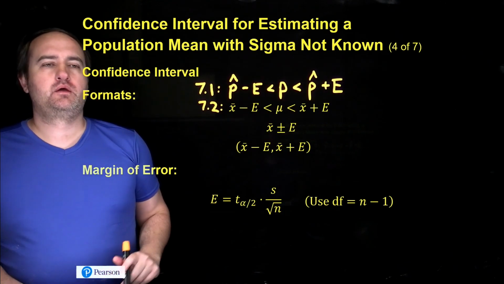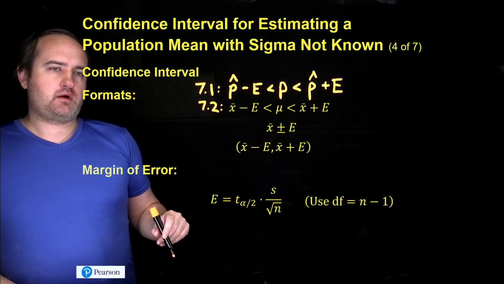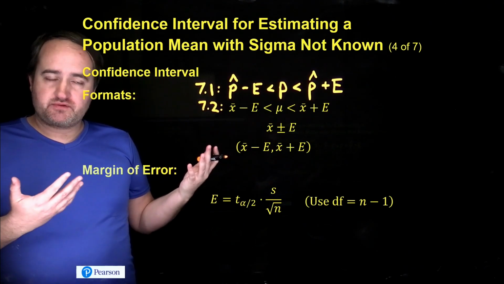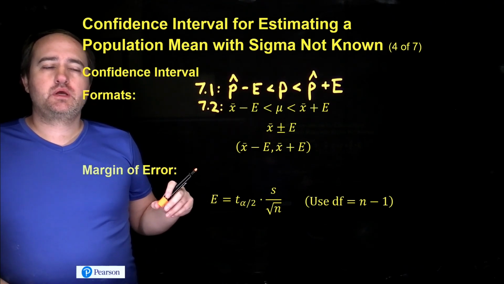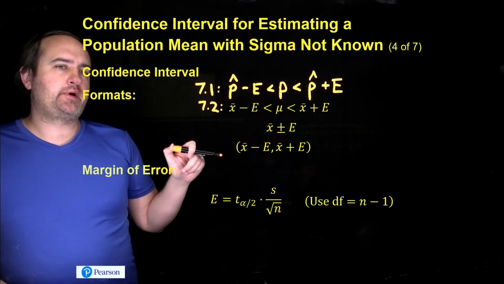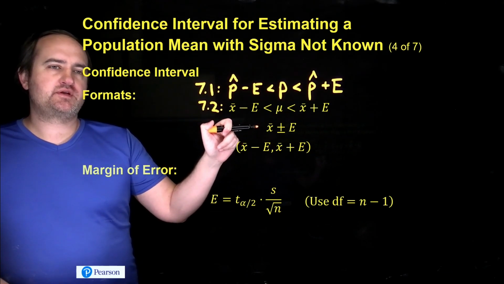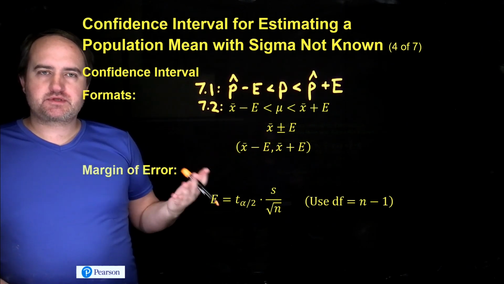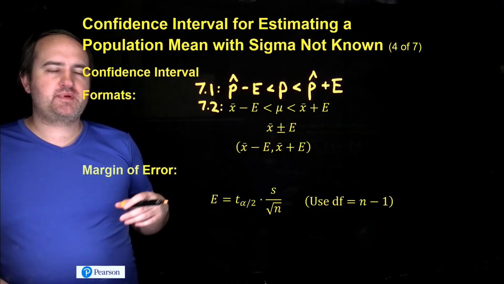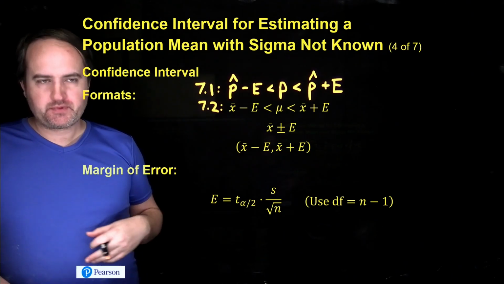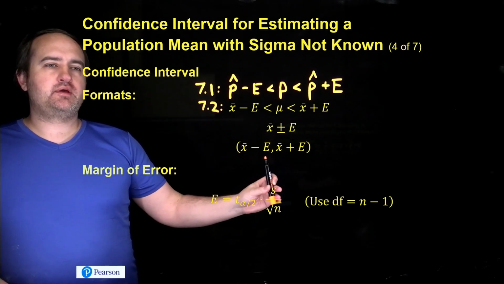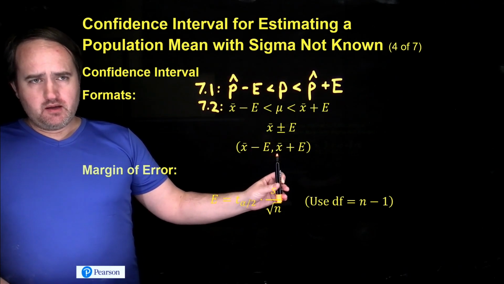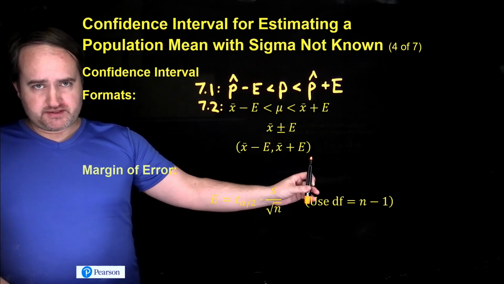Okay? All right. So with this information, remember there are other ways of writing your confidence interval. Not too incredibly important, but you can also write your confidence interval as x bar plus minus e, as we saw in 7.1 with p hat plus minus e. Or you can write it with an interval notation, so parentheses x bar minus e, comma, x bar plus e, parentheses.